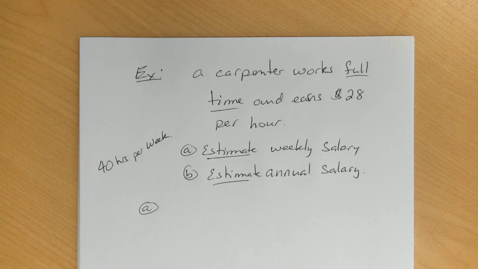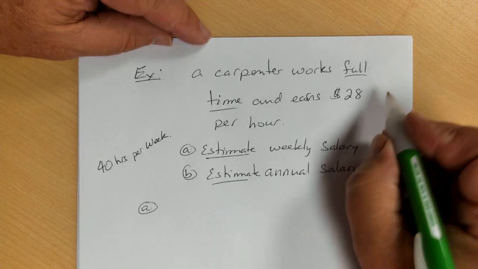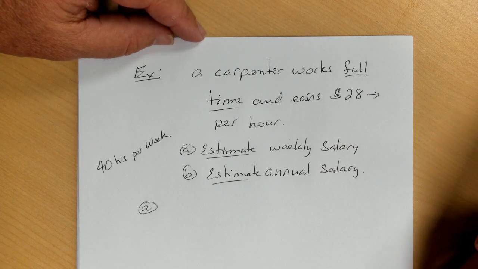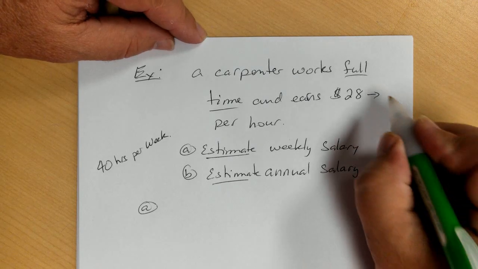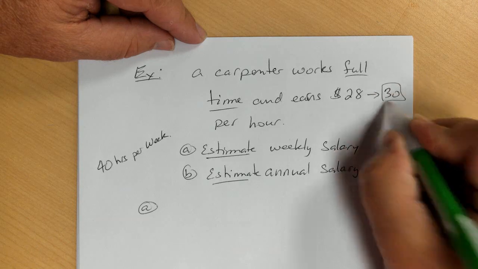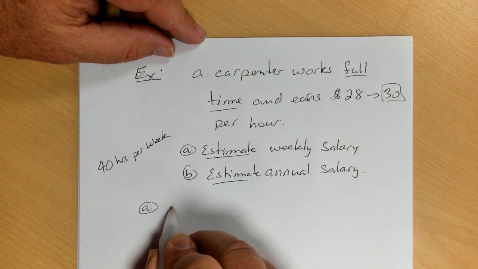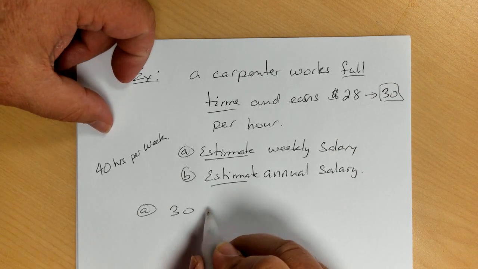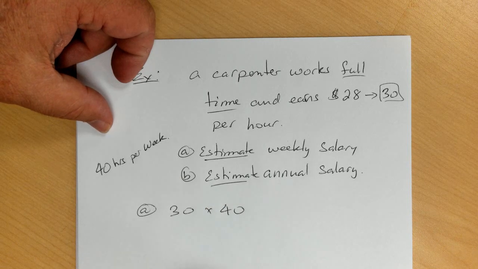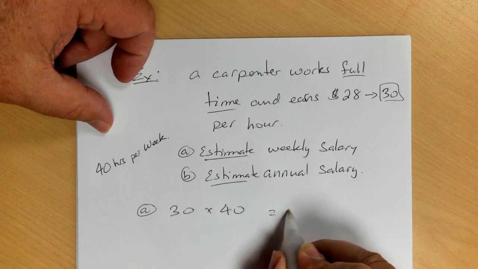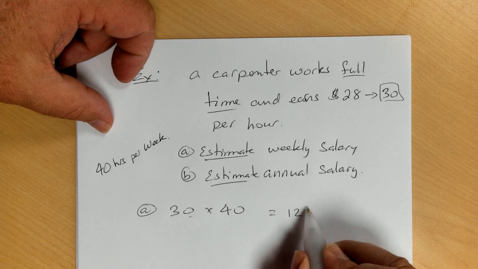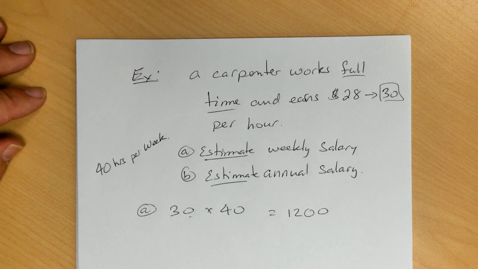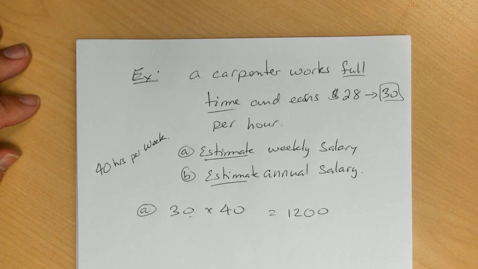Estimate. I want you to just give me something in about 5 seconds to tell me how much he's going to make for both of these. So, if he's making $28, what do we round this number up to, or down to? 30. So, we have $30 per hour times a 40-hour work week. 3 times 4 is 12 with 2 zeros. So he'll make roughly about $1,200 a week.